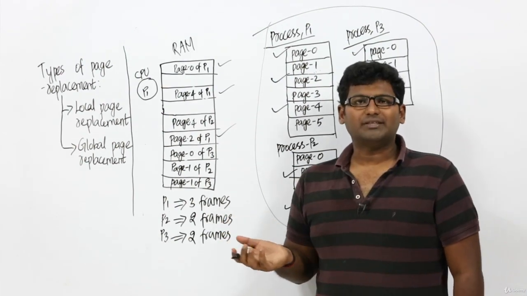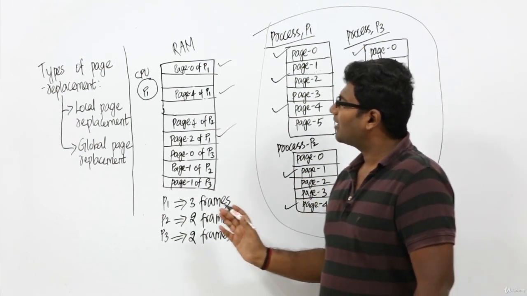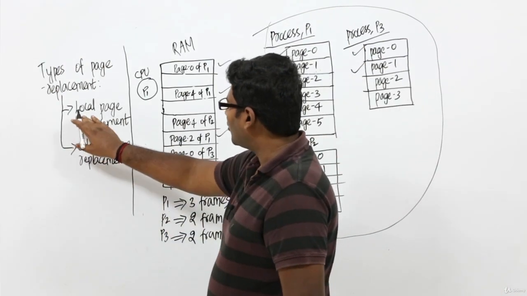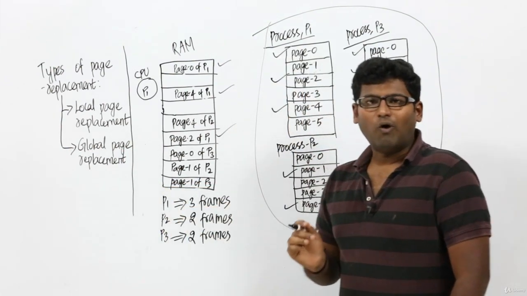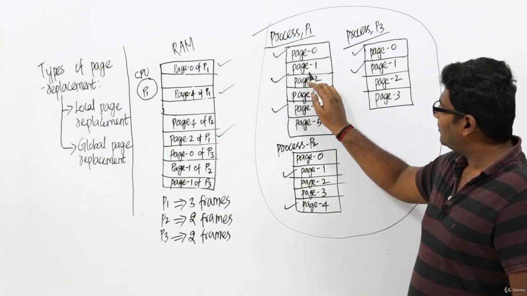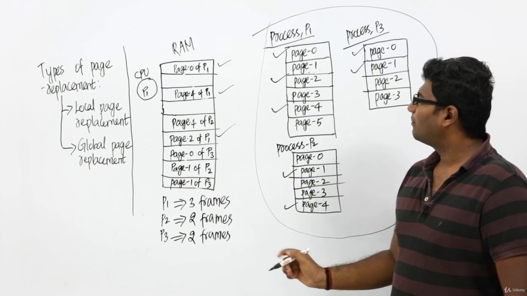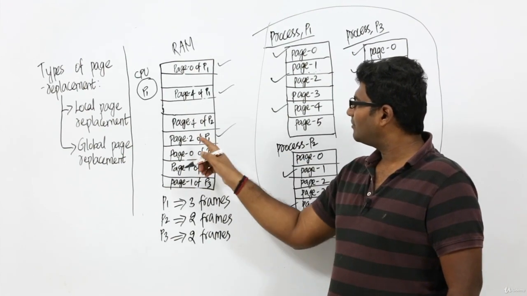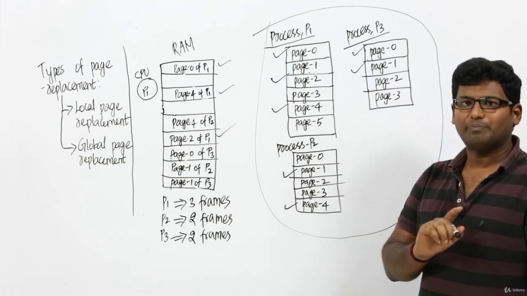The answer to the question is what type of page replacement we are using, right? Page replacement is classified into two types. One is local page replacement, another one is global page replacement. What local page replacement says is, in case you want to place page number 1 of P1 inside the RAM, you can either replace page number 0 of P1 or page number 2 of P1 or page number 4 of P1. You cannot touch other processes' pages, right?